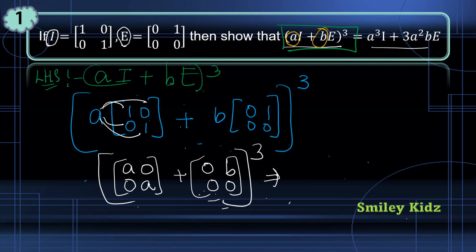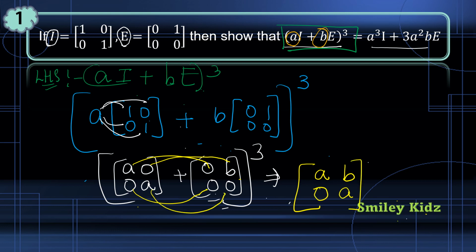Alright. A plus 0 will be A. Then 0 plus B, B. Fine. 0 plus 0, 0 and A plus 0, A. Here we have our matrix. Do not forget to cube it. Fine. Now what is the whole cube of this?